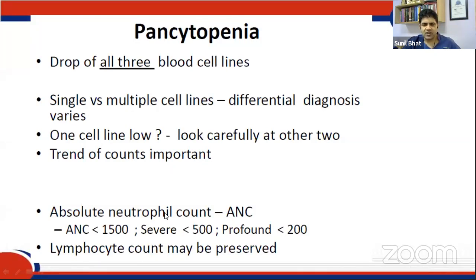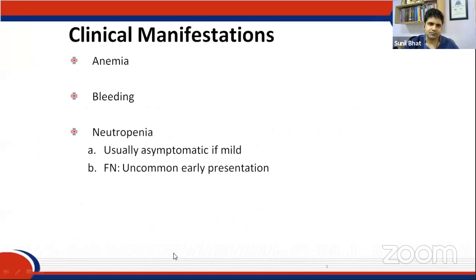But we have a good correlation based on the absolute neutrophil count, probably the most important cell line to get affected: less than 1500, less than 500, or profound, which is less than 200. And we have to remember that sometimes in pancytopenia cases, the lymphocyte count, both absolute as well as the percentages, may be well preserved, and that is something which should not mislead us.